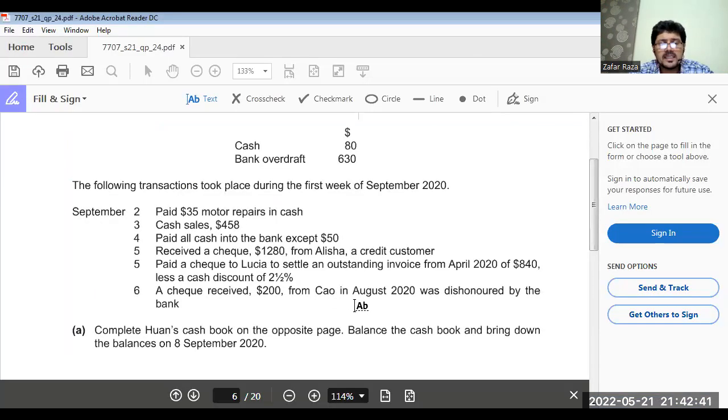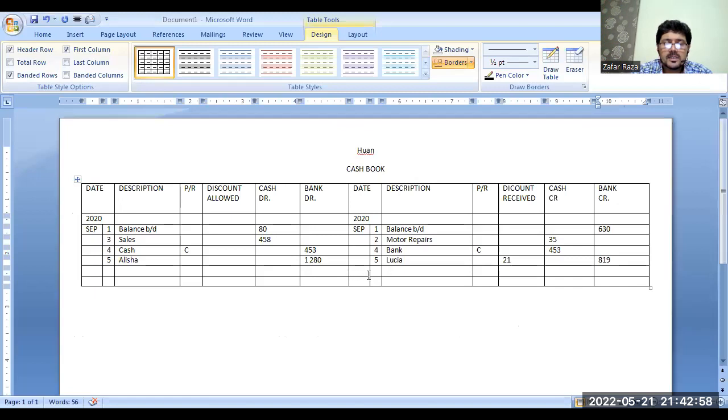Now, our question. A check received, 200 from Cow in August 2020, was dishonored by the bank. So that 200 is going to be reported. We have to credit the bank because the money we have not yet received. So that is on 6th. Cow's check, the bank. Getting my point clear. Okay.